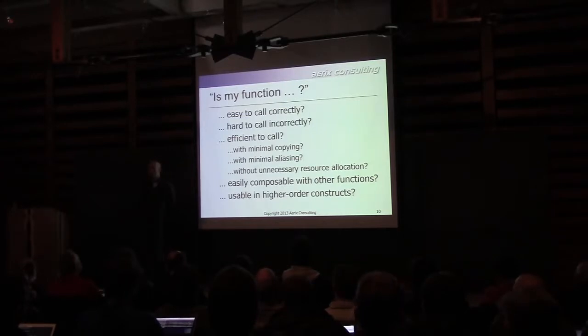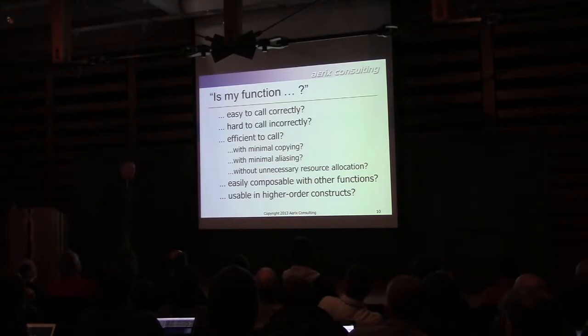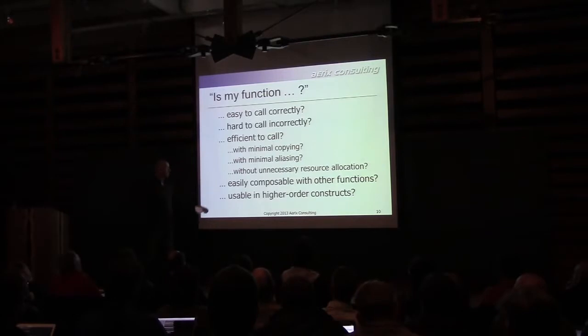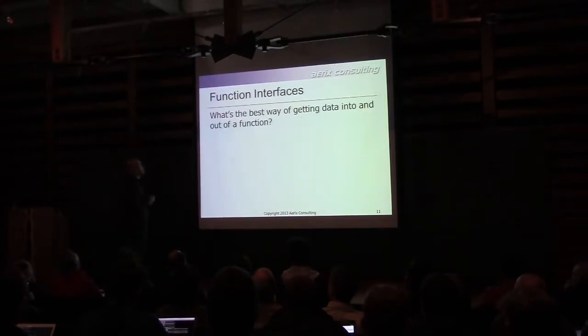When you write a function, whether C++98 or C++11, these are some things that you might want to think about when you're writing a function that's intended to be reused, which is every function. Is it easy to call correctly? Hard to call incorrectly? Efficient to call with minimal copying and aliasing, without unnecessary resource allocation? Is it easily composable with other functions? And is it usable in higher order constructs? These are the kinds of things that you want to think about when you're writing reusable functions.